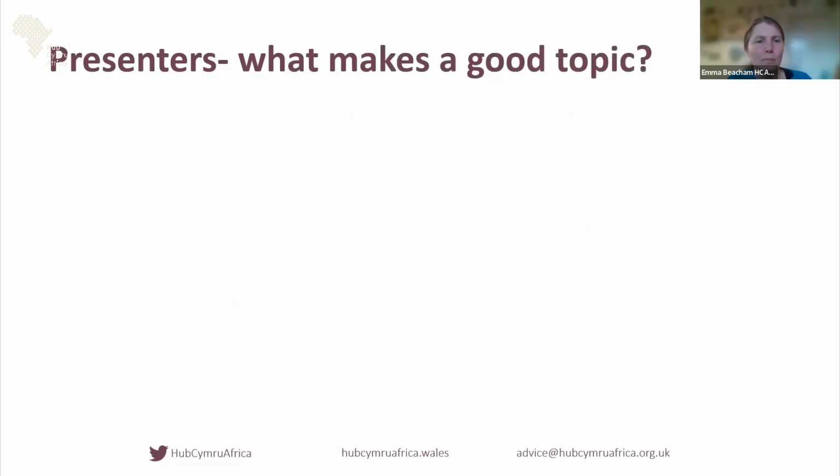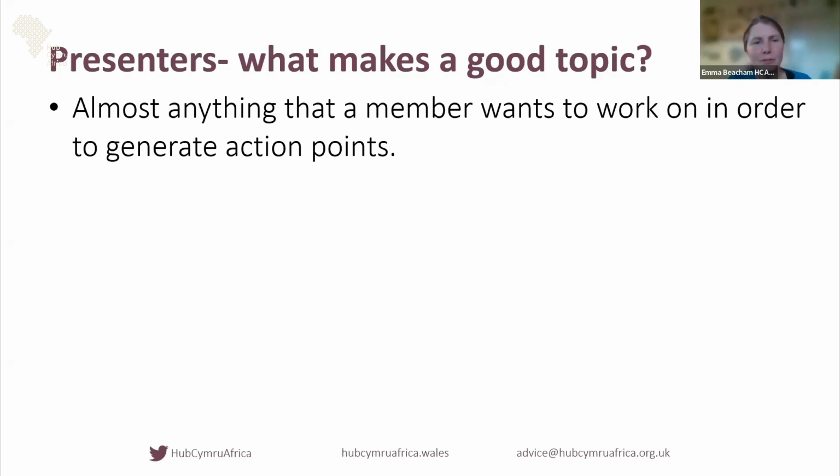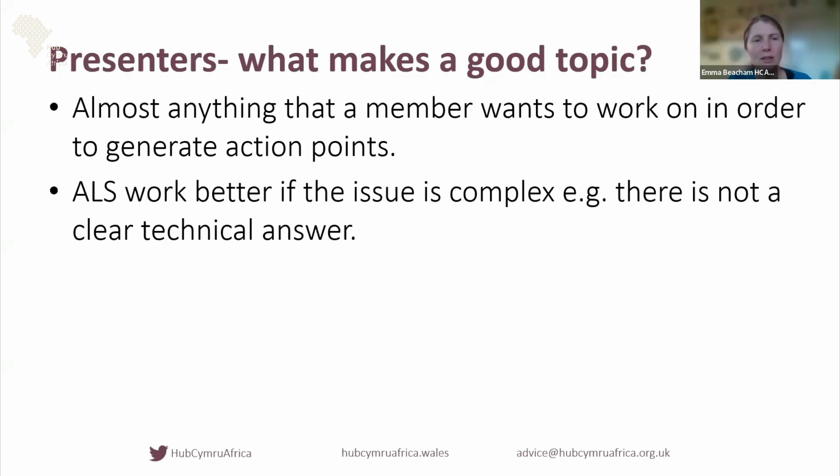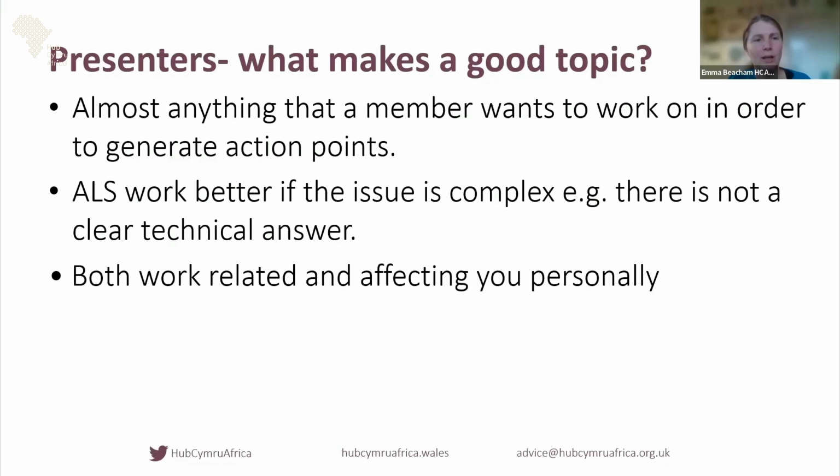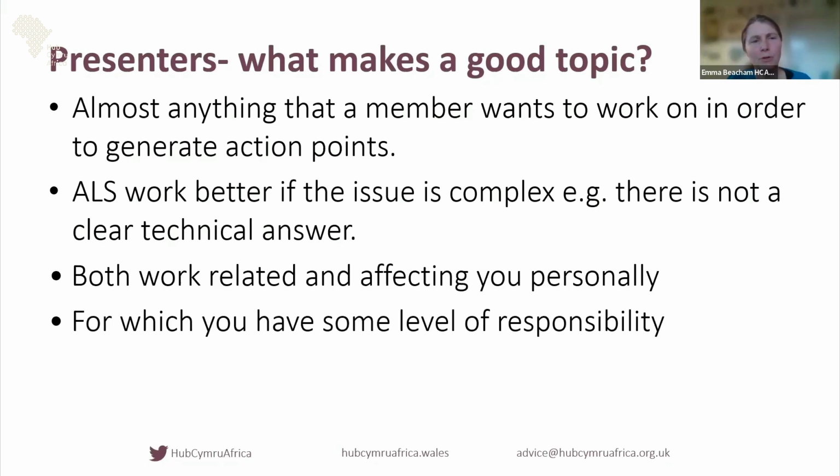In terms of what you might bring as a presenter, it's almost anything that you might want to work on in order to generate action. It works better if the issue is quite complex and maybe there's not a clear technical answer. Sometimes it could be that thing that you're stuck on, but there's not necessarily an obvious answer. There's not one right answer to resolve that. So what you're looking at is, how do you move forward? What are the blockages and how might you navigate those?